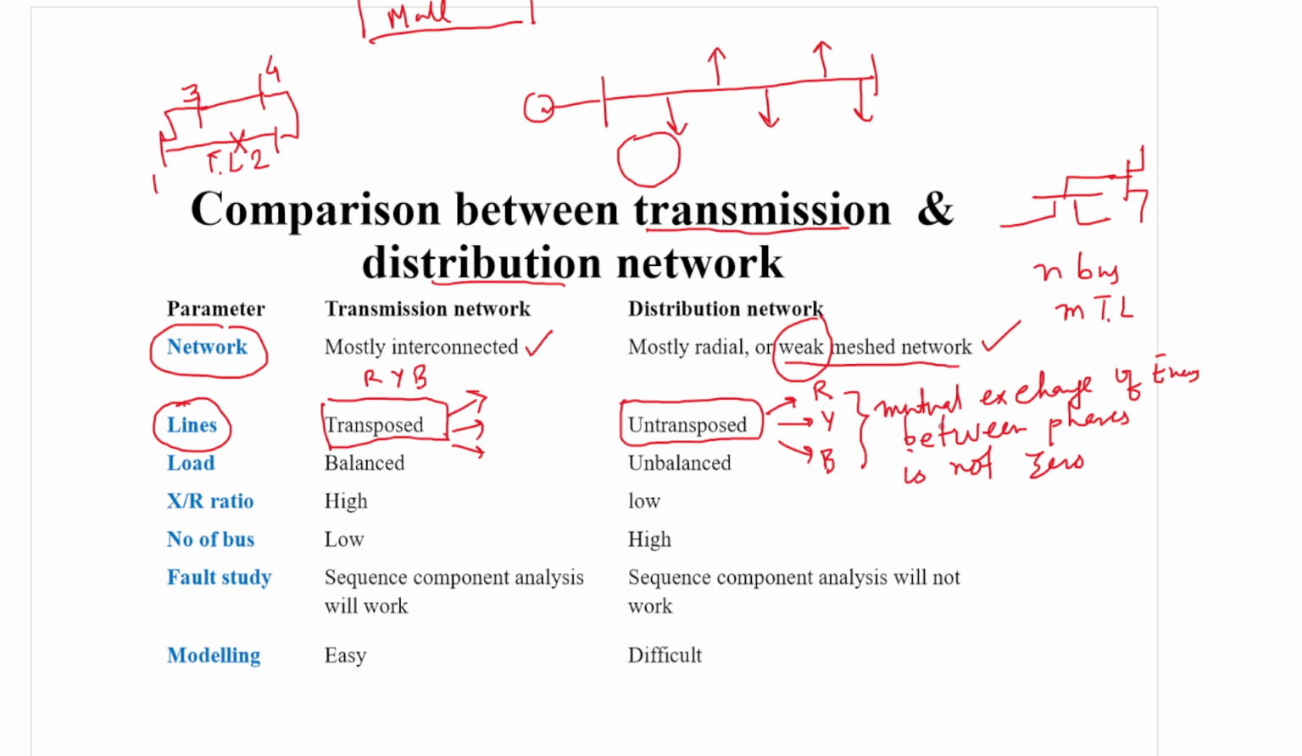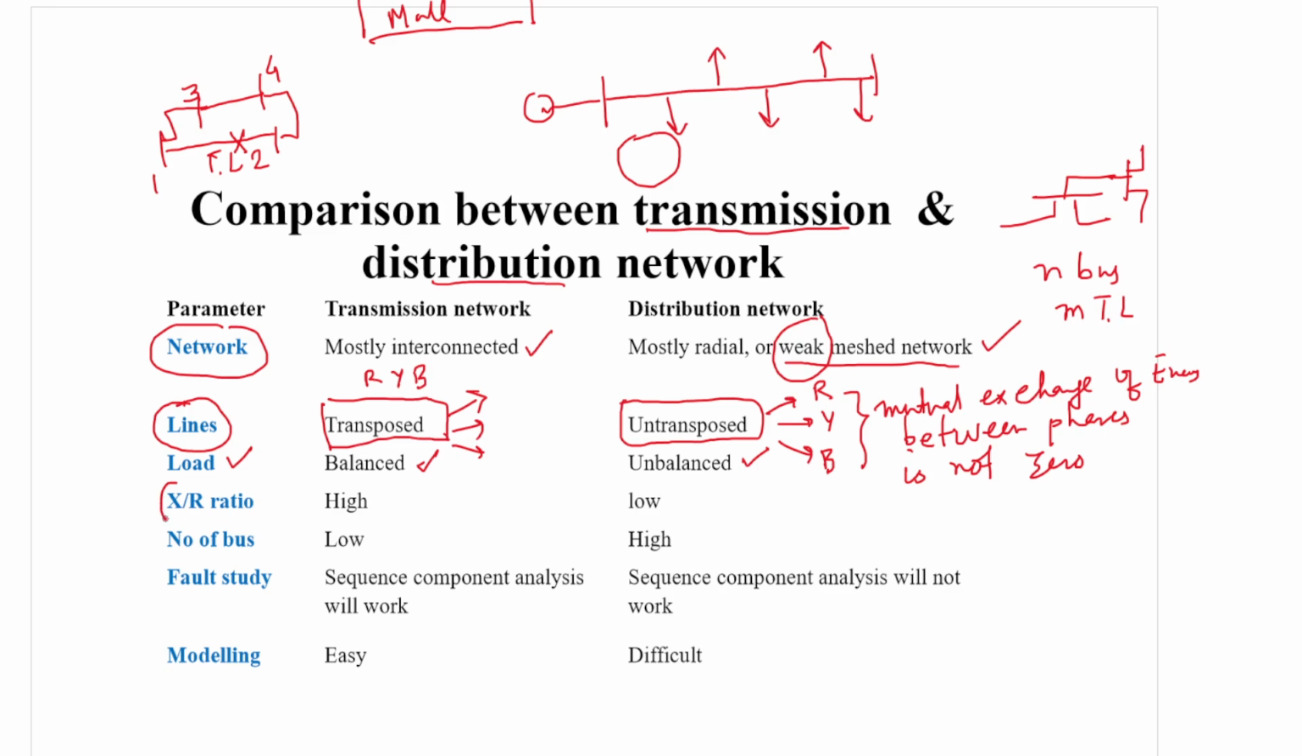So one can clearly say that those phases are not decoupled from each other. So they are closely bound to each other. So that is the meaning of an untransposed network. Now, as far as the load is concerned, the transmission line loads are mostly balanced. However, distribution loads are mostly unbalanced.